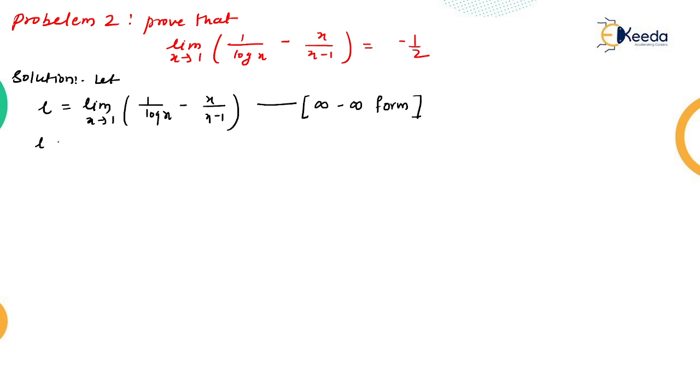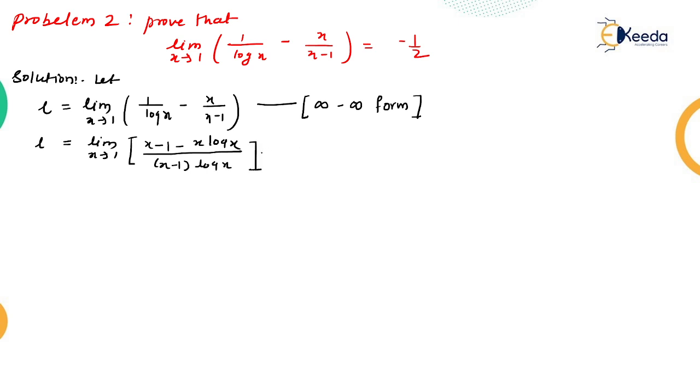Now therefore L is equal to, I have to convert it into just 0 by 0 or infinity by infinity form by taking LCM or some other calculation. So now this adjustment is there. Taking x minus 1 into log x as the common denominator, this gives 1 into x minus 1 minus x into log x, divided by x minus 1 into log x.